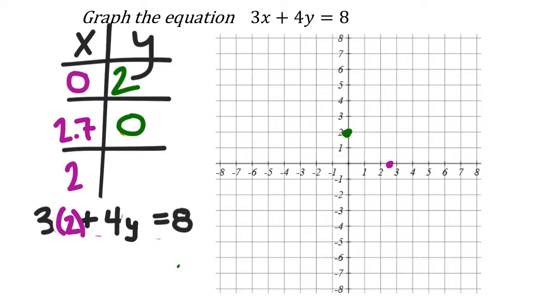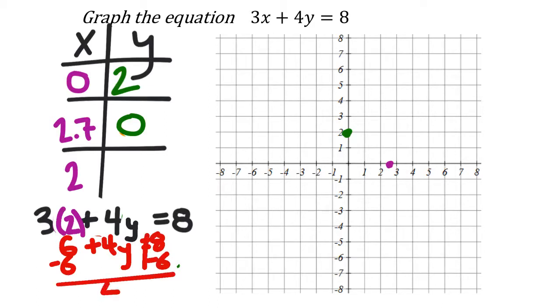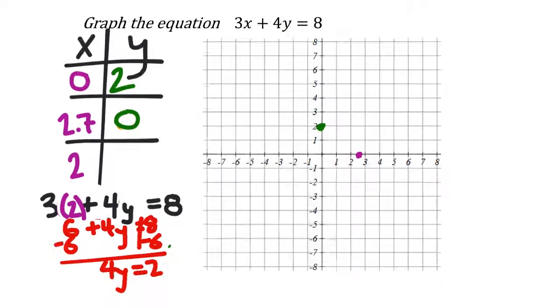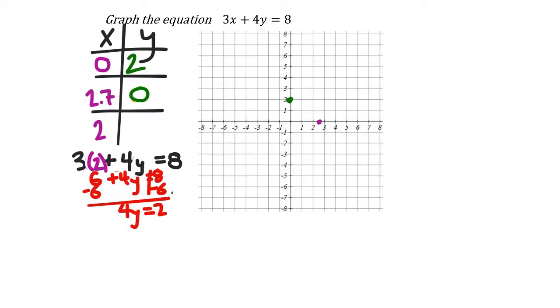All right, so we have this equation to solve now at the bottom. 3 times 2 plus 4y equals 8. And 3 times 2 is 6, plus 4y equals 8. We'll have to subtract 6 from both sides. We get 4y equals 2 now. Well, to solve this, I'm going to have to divide both sides of the equation by 4, to make that coefficient of y 1.